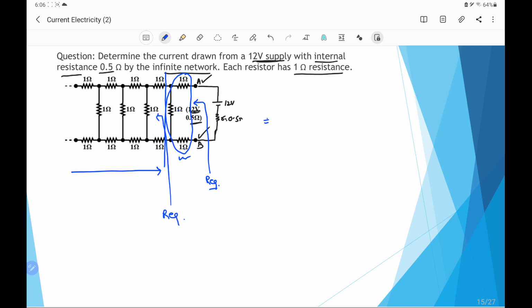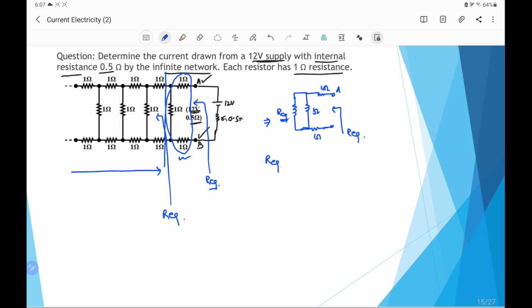This means effectively there is a resistance R equivalent, and if we connect one part of the infinite network, that is 1 ohm, 1 ohm, and this 1 ohm, then terminals A and B will also show the equivalent resistance Req. So now we have to solve this circuit to get the R equivalent.